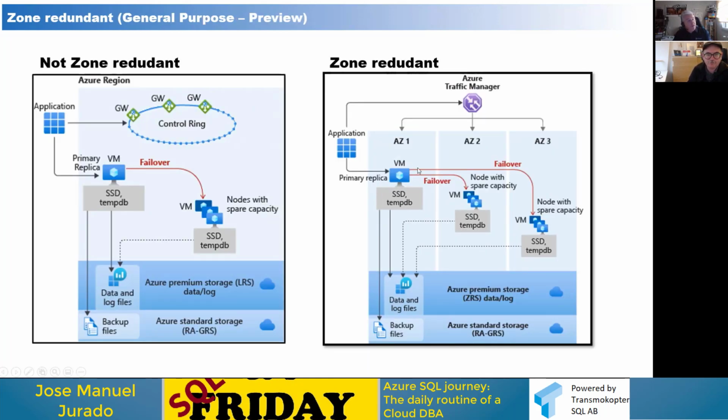So right now, we also have it in preview in general purpose. In general purpose you have the same, but as I mentioned before, general purpose is based on the storage, so we are going to split the storage across the different zones, okay?